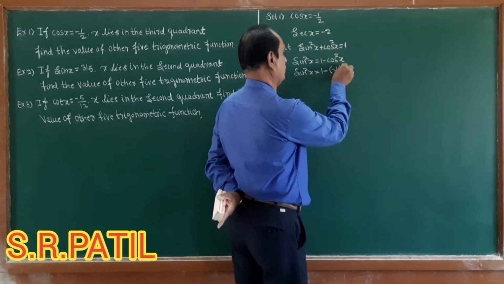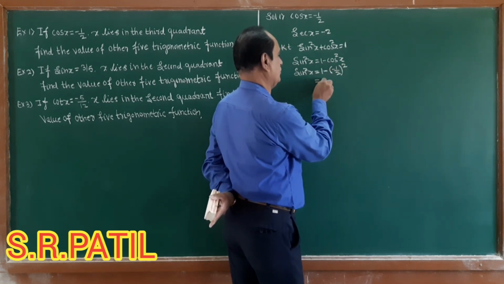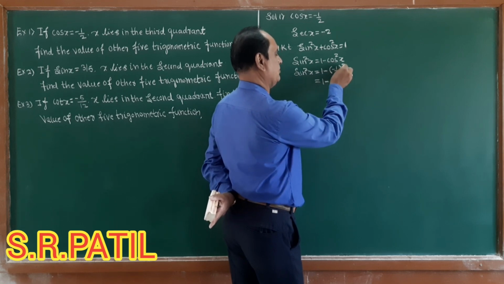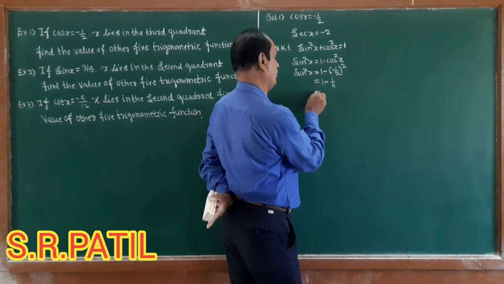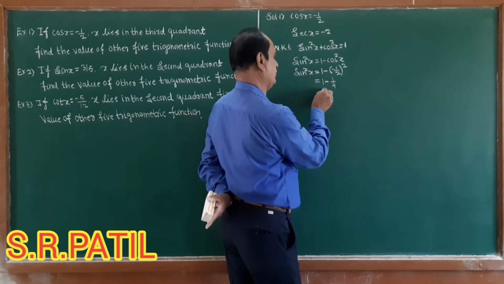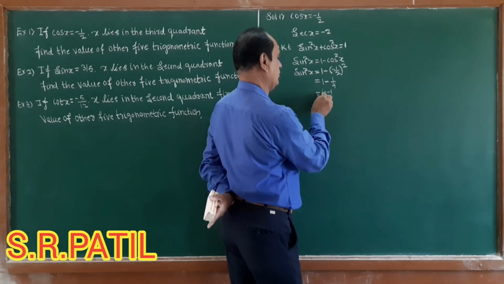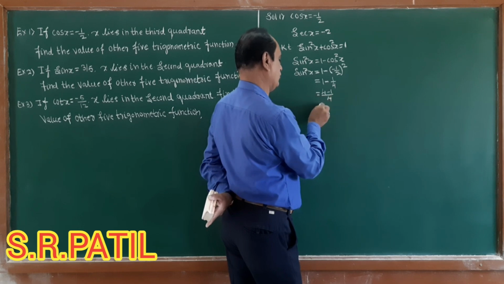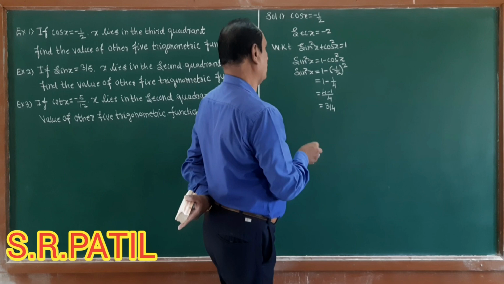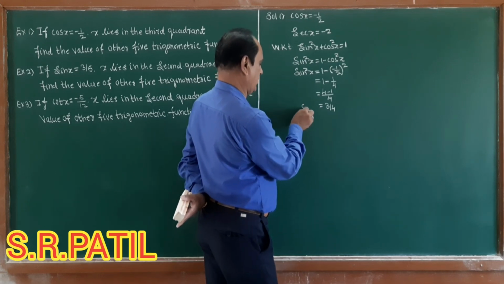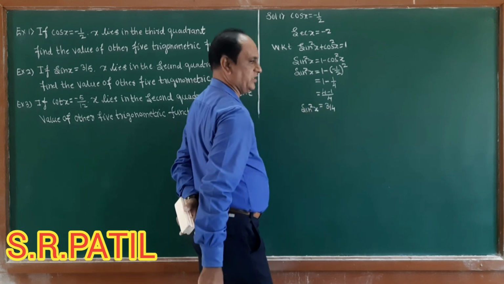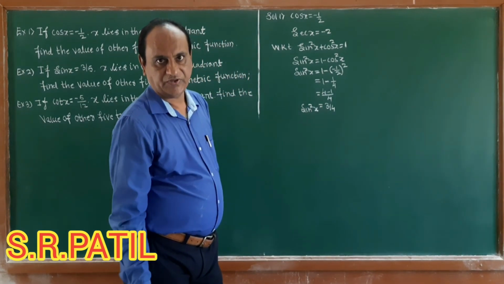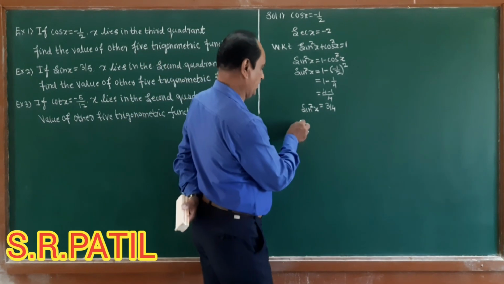Squaring it, this is equal to 1 minus 1 divided by 4. By taking the LCM, that is 4 minus 1 divided by 4, this is nothing but 3 by 4. The value of sin square x is 3 by 4.